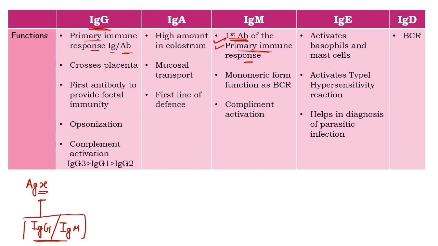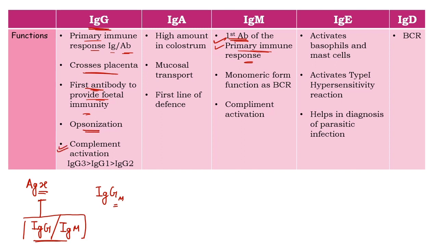Now the second function of IgG is that it can cross the placenta. It is the only immunoglobulin that can cross the placenta. So basically, the maternal IgG can cross the placenta and enter the fetal body. So we can say that it is the first antibody to provide fetal immunity. Another function of IgG is opsonization and then complement activation.